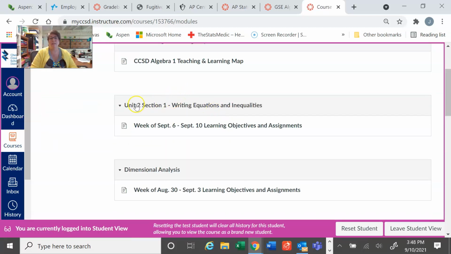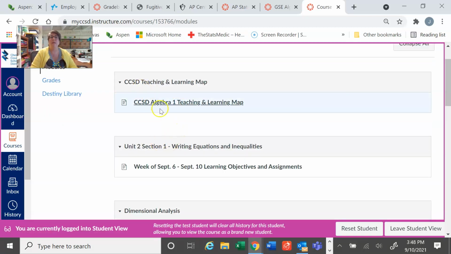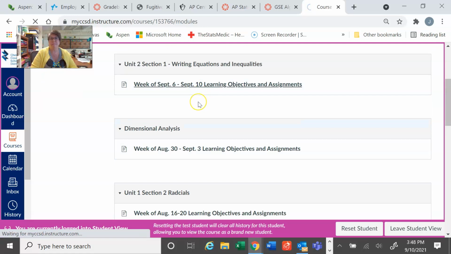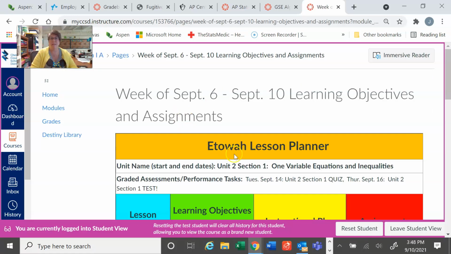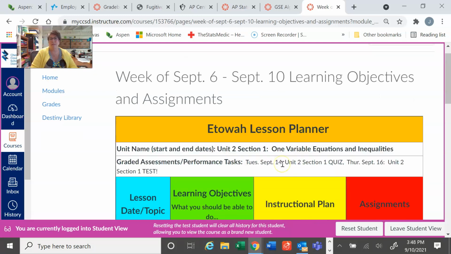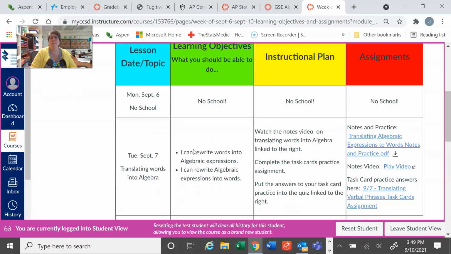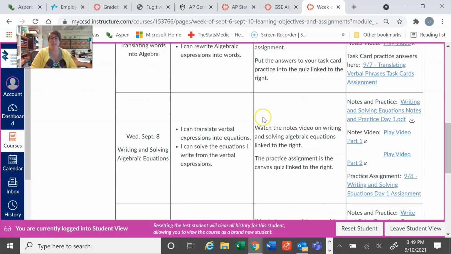What they'll see here is that the most recent unit will be right at the top. It's not at the very top; it's teaching and learning, and then this video will be at the top also. But toward the first units, it's the most current one. So we can click into it, and you'll see Tuesday, September 14 is the Unit 2, Section 1 quiz. And Thursday, and I believe that's going to change, it just depends on what's going on right now. For example, there was no school on Monday.